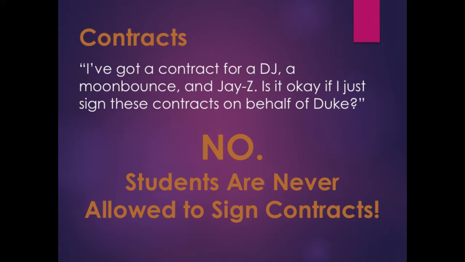Students are never allowed to sign contracts on behalf of their student organizations. All contracts must be signed by a UCAE staff member. This is to protect you as students so that you are not personally liable for the contract. UCAE staff are also available to assist you with the contract negotiation process. If you have questions about how to book a speaker or performer, or would like assistance looking up a particular performer's fee, please stop by UCAE Student Involvement and speak with a staff member.